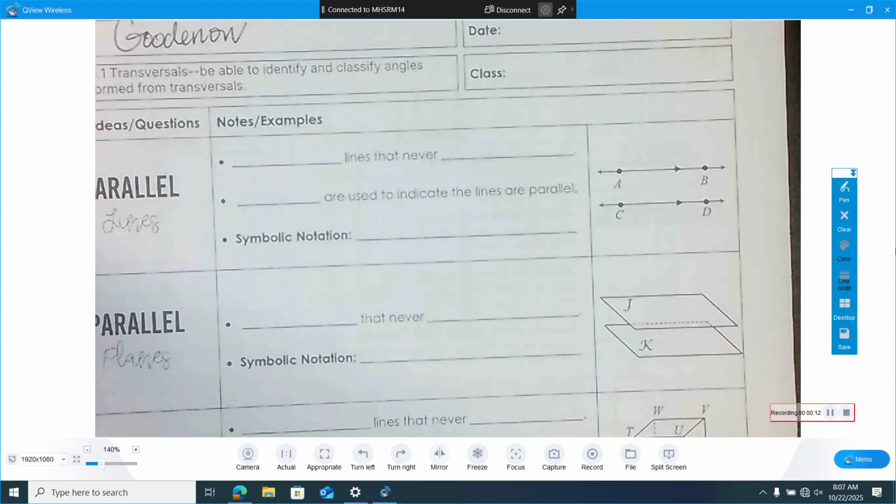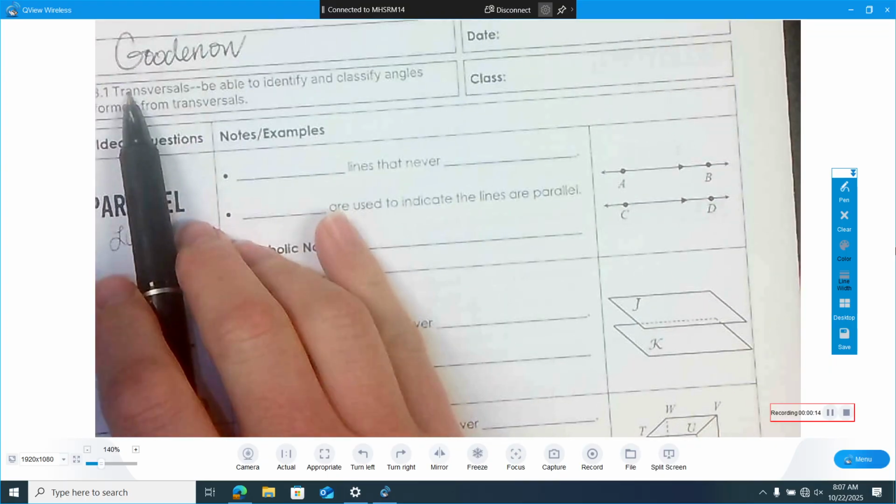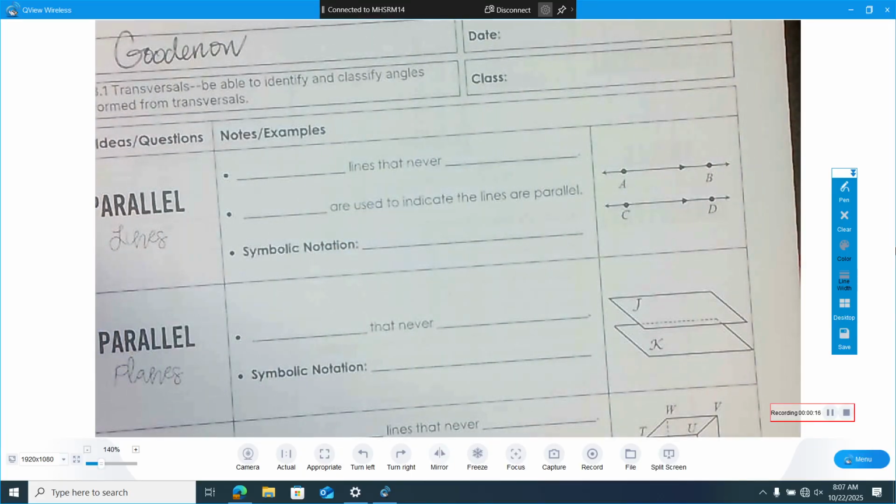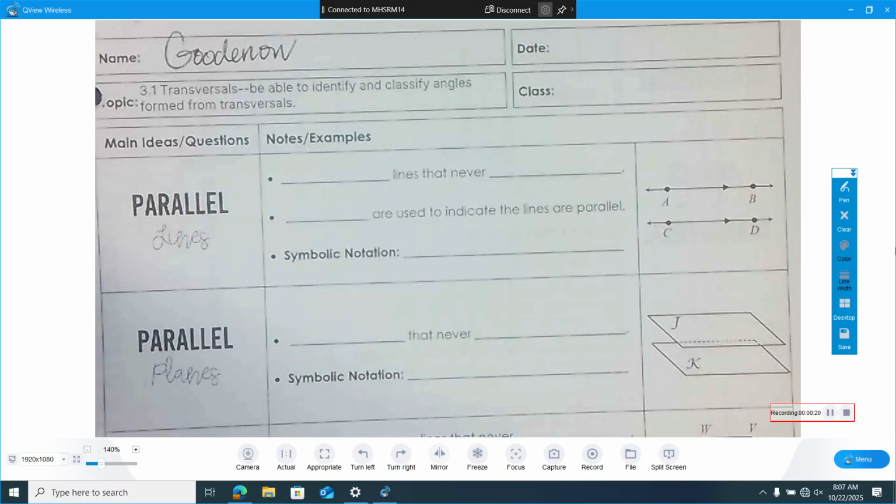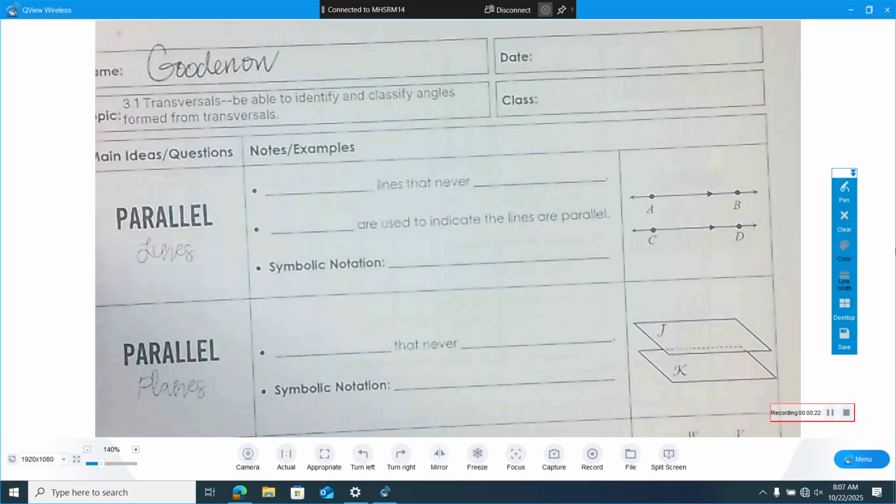All right, so today we are talking about transversals, and we want to be able to identify and classify angles formed by transversals, so we'll talk more about that in just a minute. So to get started, we have some vocabulary and notation that we want to learn.